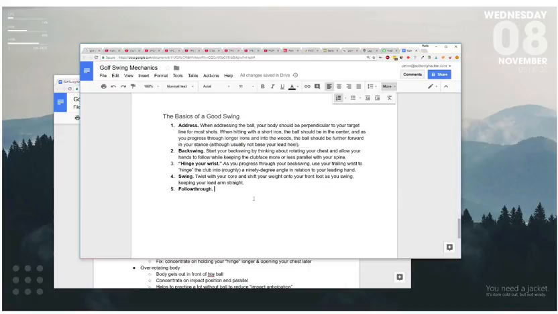Allow your shoulders to rotate after impact, and your hands to turn over naturally.